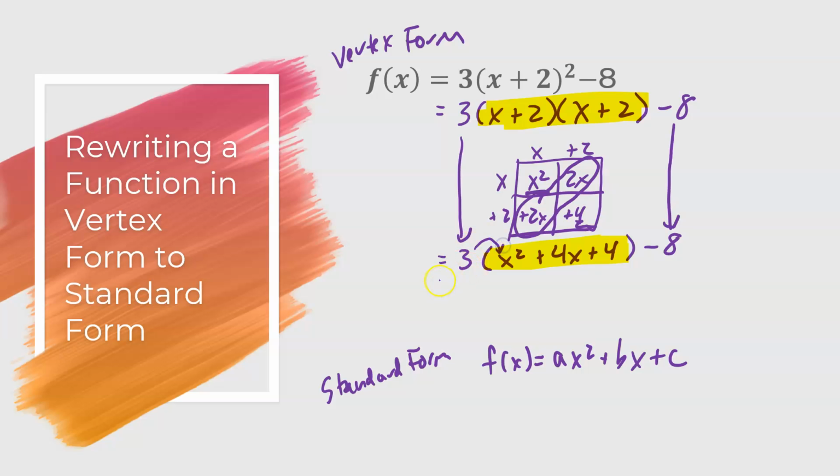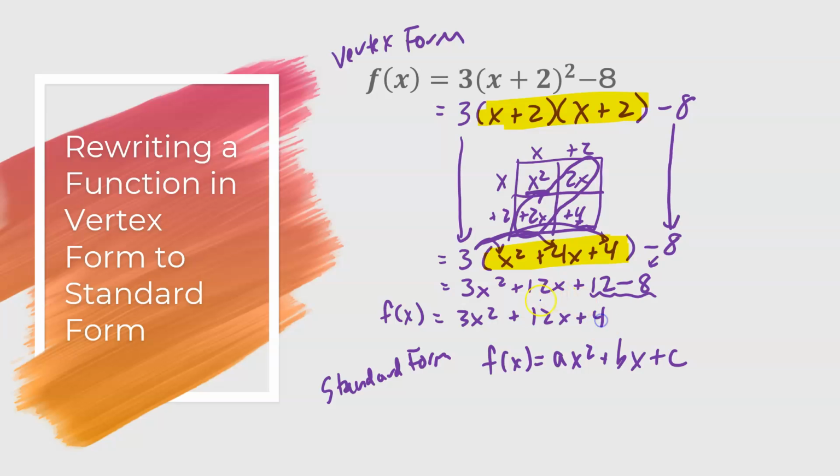Now I still have parentheses, but it's one polynomial. Now I just use distribution. I distribute the 3 in front to all 3 pieces: 3x squared plus 12x plus 12. Again, don't forget to bring down the -8. And last but not least, we combine like terms. f of x equals 3x squared plus 12x plus 4. That is the same thing as the original in standard form. Meaning if I graphed both of those in a graphing calculator, I would get the exact same thing.